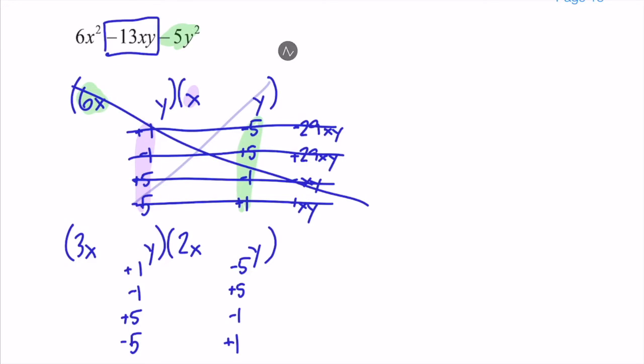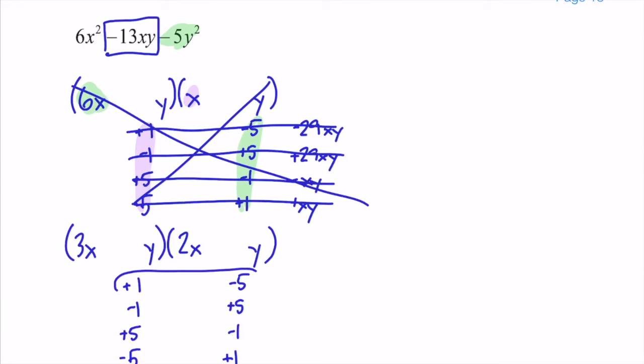Now the next one, 3x and 2x are very close to each other. So let's see what happens. When 3 gets multiplied by 5, I get 15, and when 2 is multiplied by 1, I get 2. The difference of 15 and 2 is 13. But I want a negative 13, so I need the negative number to be the bigger number. And since 5 is bigger than the 1, I know it's going to be this combination right here. So I'm going to have plus 1y minus 5y. So ultimately I end up with 3x plus y and 2x minus 5y.